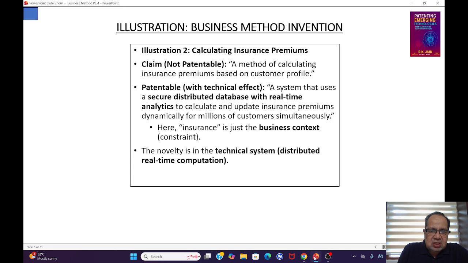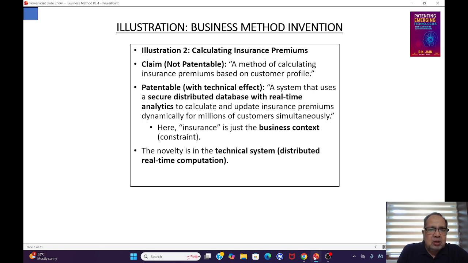Then in this case, we are using insurance costs in just the business context, but the novelty would be in the distributed real-time computation which is applied on the secure database. So we could read the claim like this: a system, that means we are creating a system that uses a secure distributed database with real-time analytics. That means any change in the insurance premiums can be applied simultaneously to all the customer profiles which have been stored in that customer database and update insurance premiums dynamically for millions of customers simultaneously.